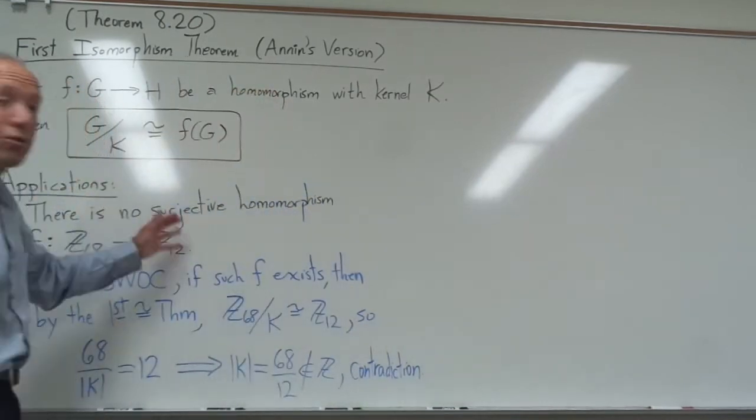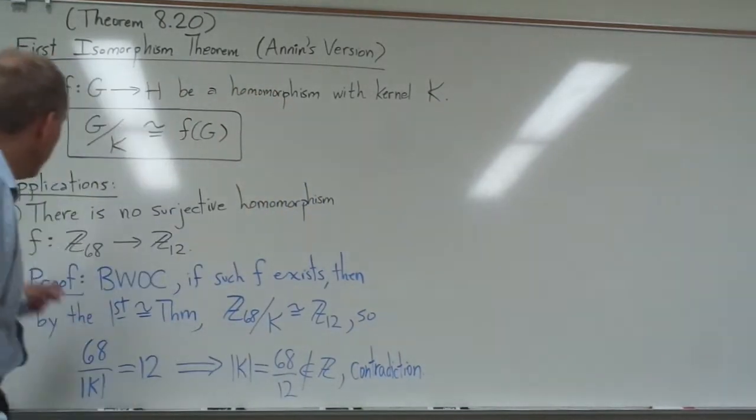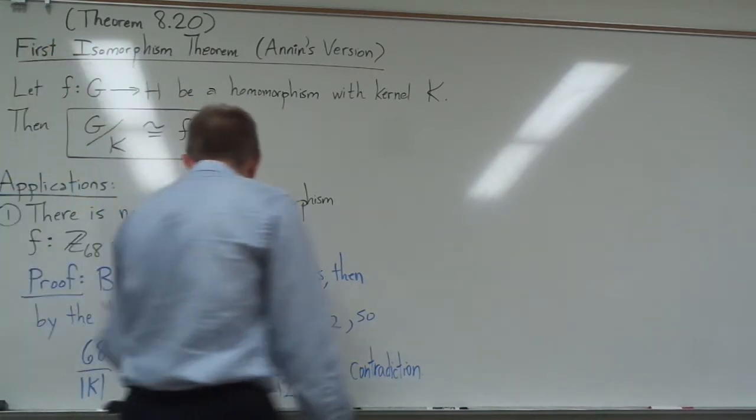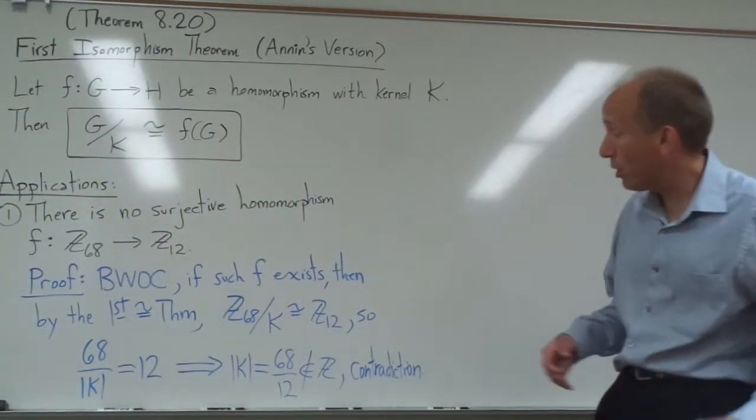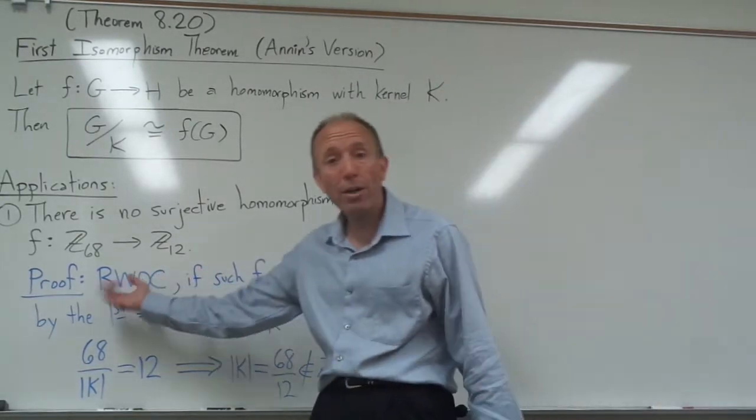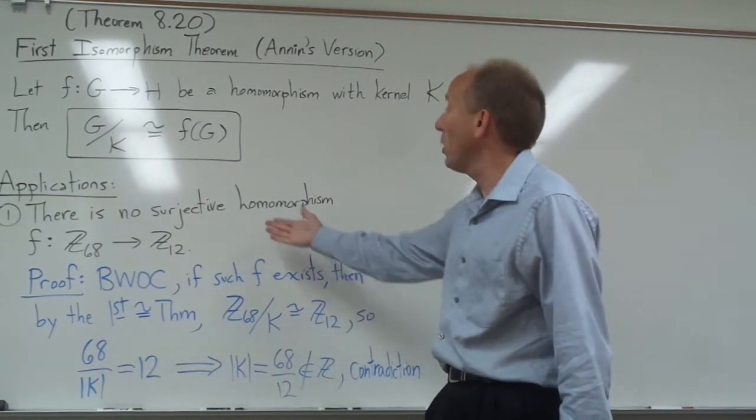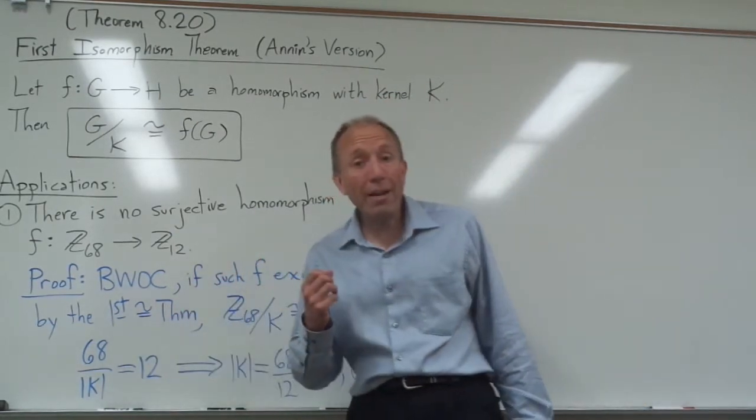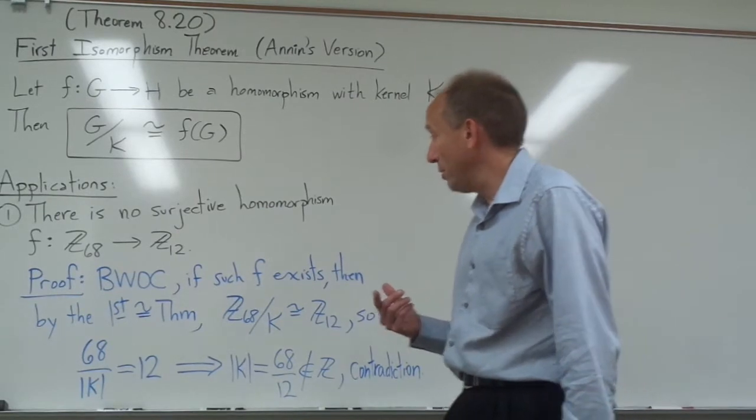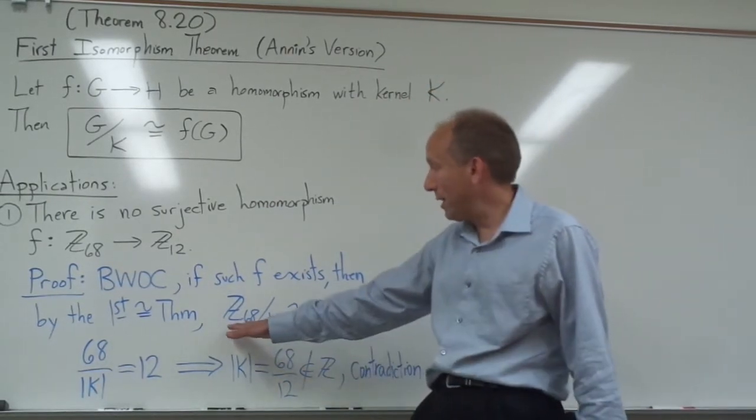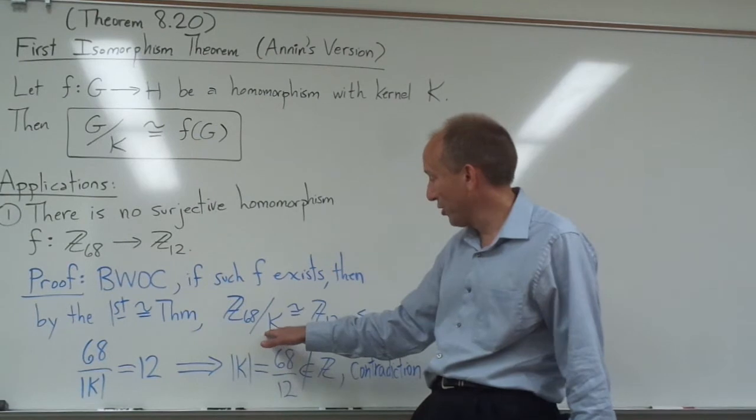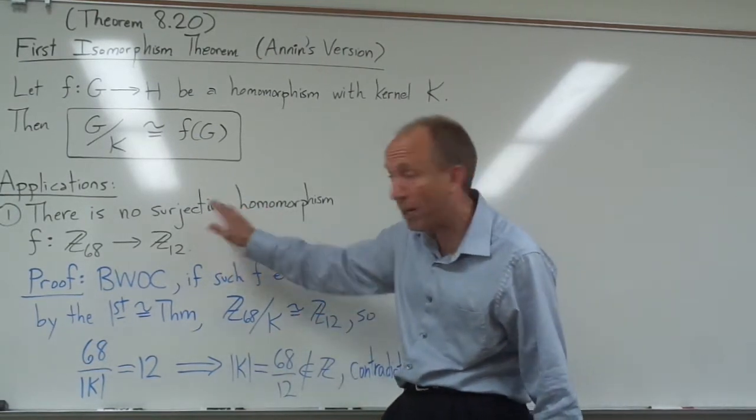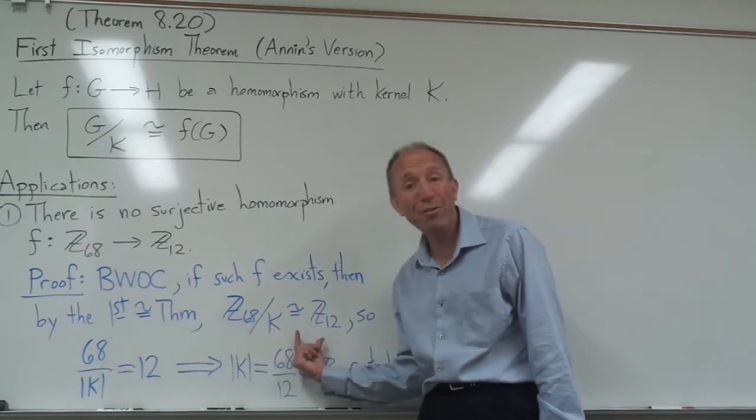There is no surjective homomorphism possible from Z68 to Z12. And the proof is here in the blue writing. It's very short. You just approach it by way of contradiction, and imagine that there was such a homomorphism. When you apply the First Isomorphism Theorem to this function f, you get that Z68 modulo the kernel is isomorphic to the image of the function, which for a surjection would be the whole Z12, right?